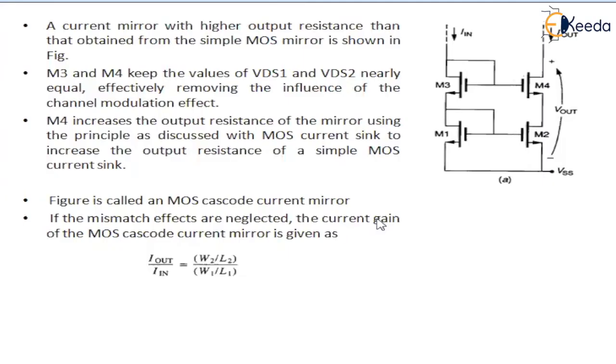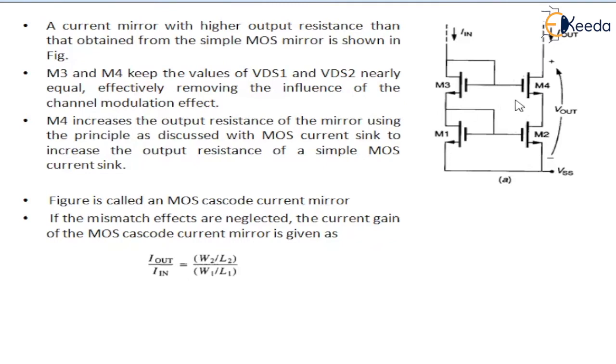As we have already seen in the previous lecture for current source and current sink, we need a circuit that has a higher output resistance. Similarly, in this topic of current mirror also, we need a circuit with higher output resistance than that obtained from the simple MOS mirror. So this is one configuration, the MOS cascode current mirror. It provides a higher output resistance as compared to a simple MOS mirror.